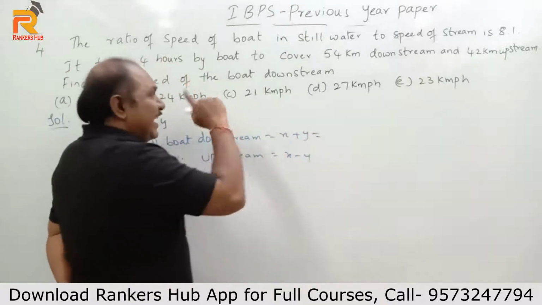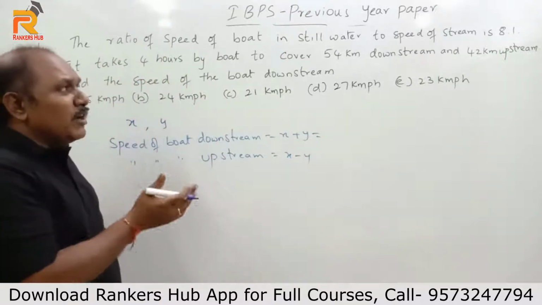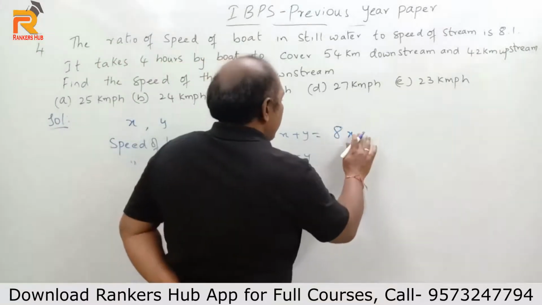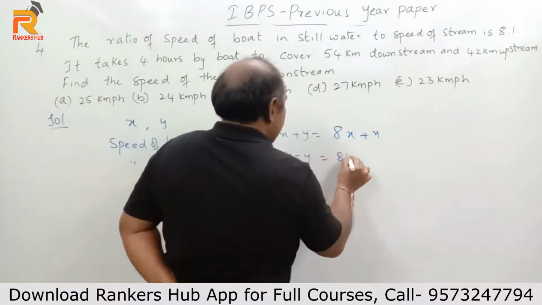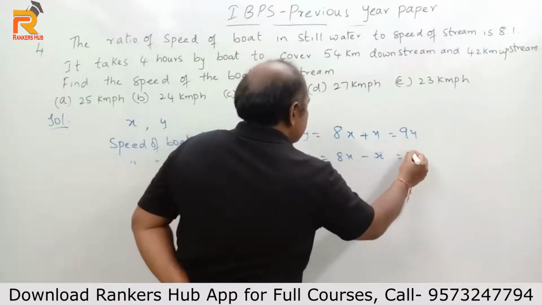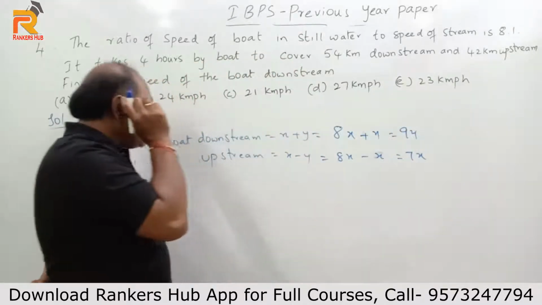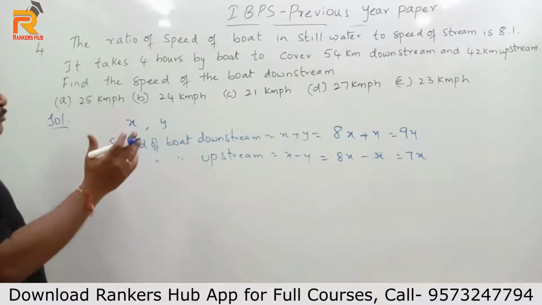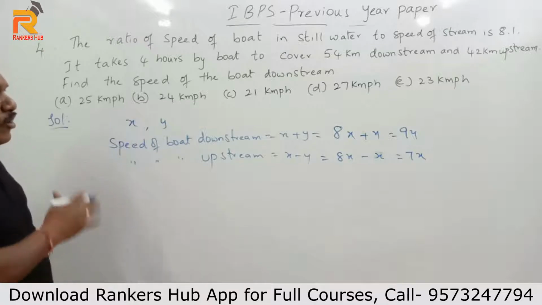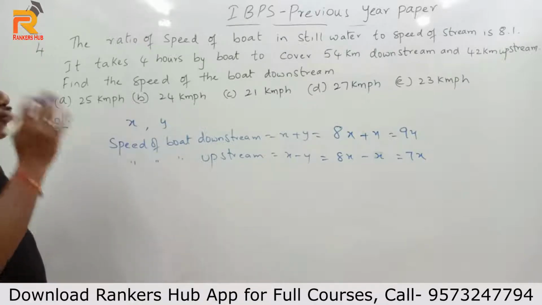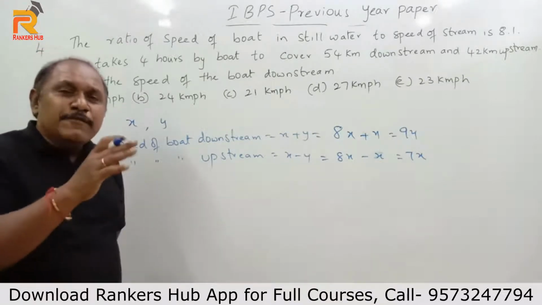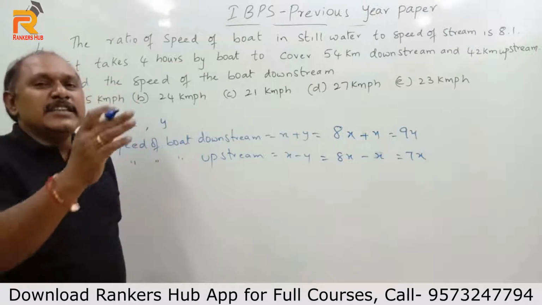Here we are given the ratio of the speed of the boat in still water to the speed of the stream. So I take it as 8x plus x, and 8x minus x. 8x plus x is 9x, 8x minus x is 7x. So 9x would be the speed of the boat downstream and 7x would be the speed of the boat upstream. Now the time: it takes 4 hours by boat to cover 54 kilometers downstream. So what is the formula for time here? Time is nothing but distance by speed.